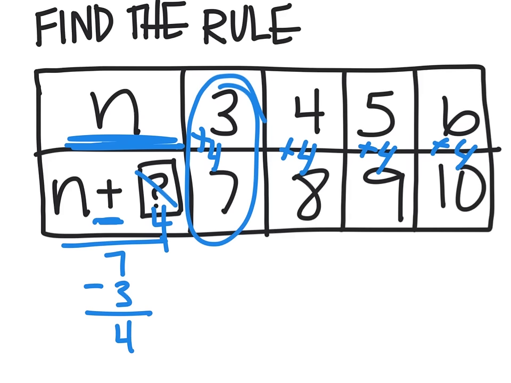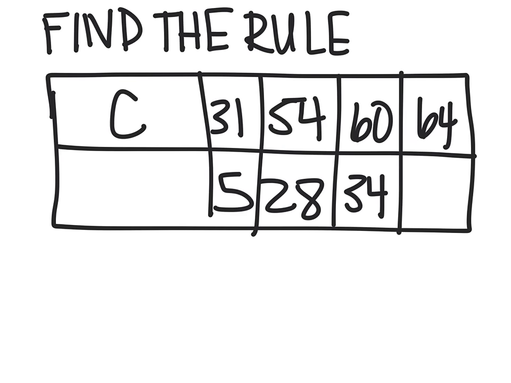Let's look at another example. All right, so in this case, my space where I'm going to write my rule, your rule always goes below the variable, is completely blank. So I need to figure out if it's adding or subtracting. I also have a blank space in my chart, so I'll need to fill that in as well.